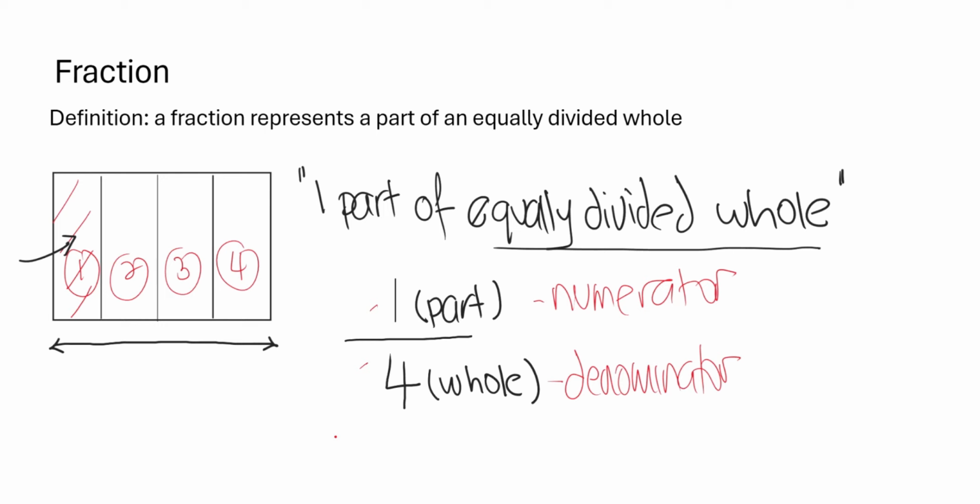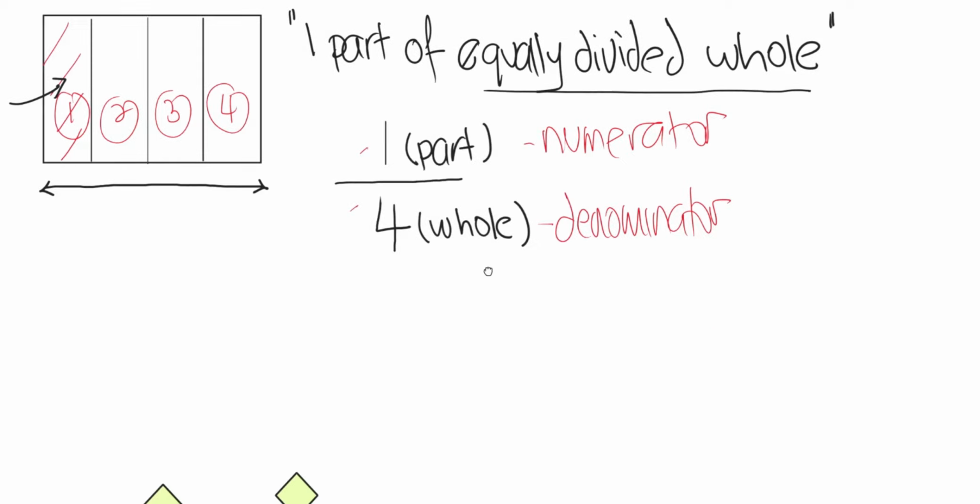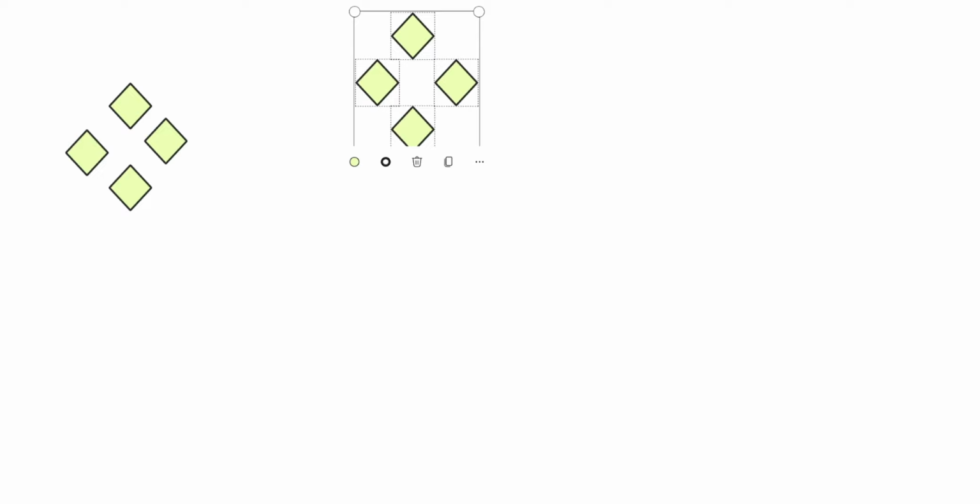Now, what happens if we have quantities? For example, I have some diamond shaped tokens here, and I have 8 of them. And let's just say I gave you four of them. Now, how do I represent this in the form of a fraction?